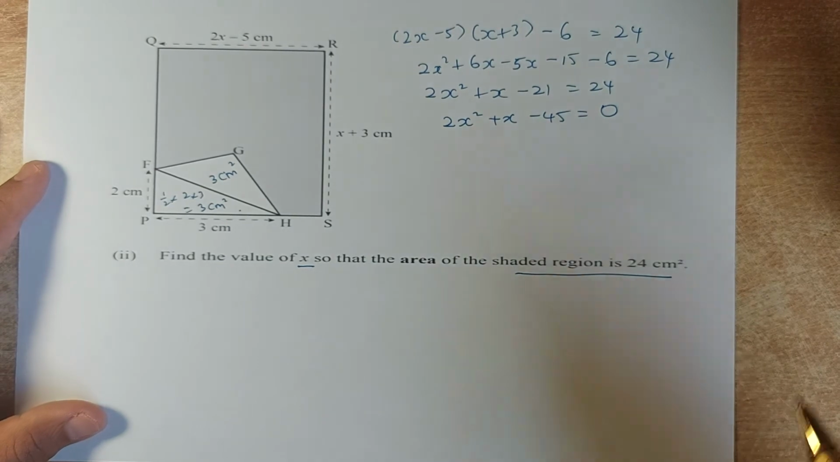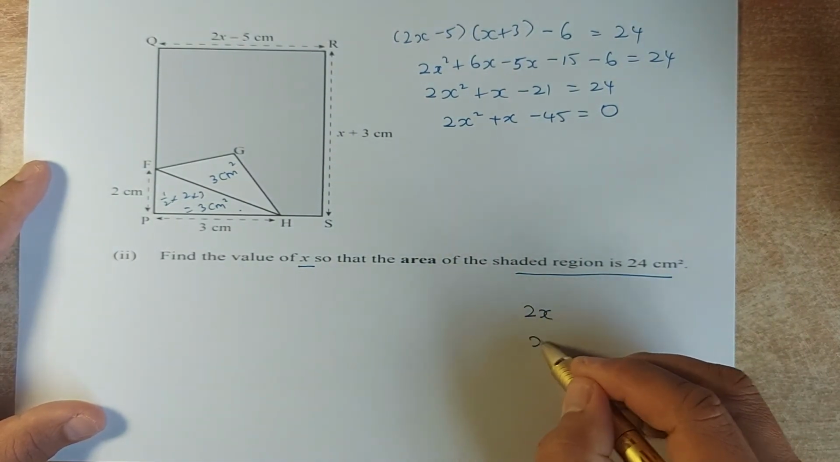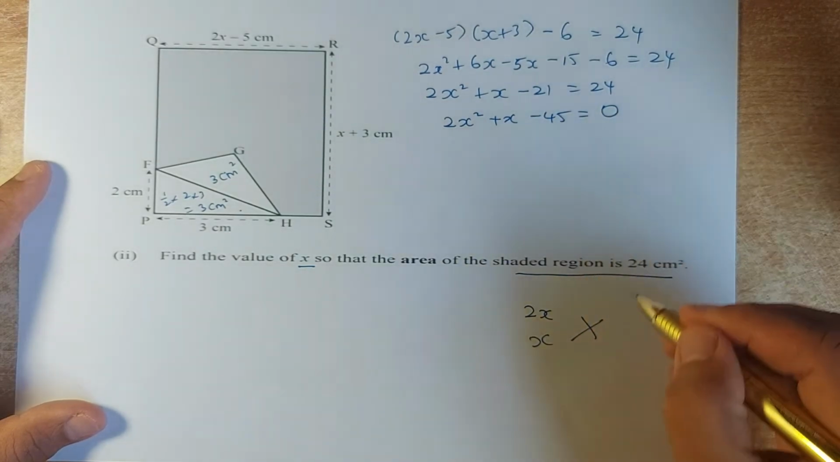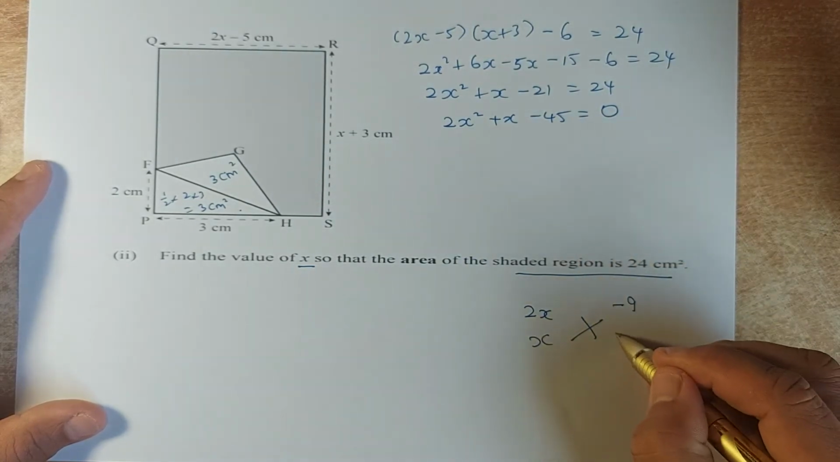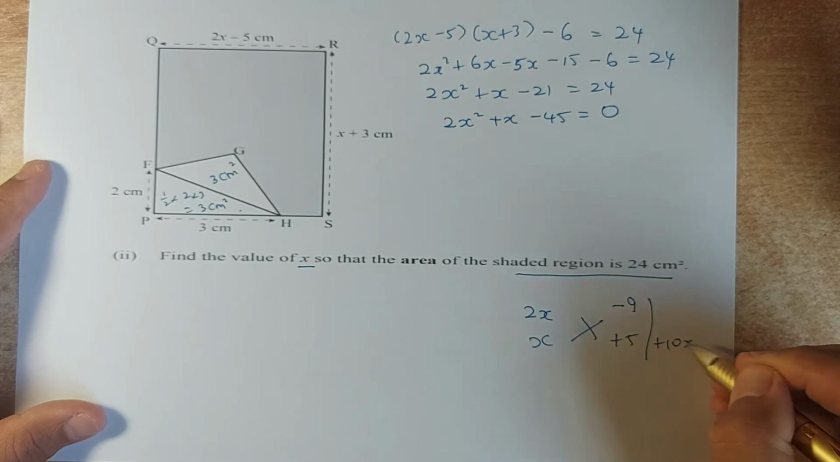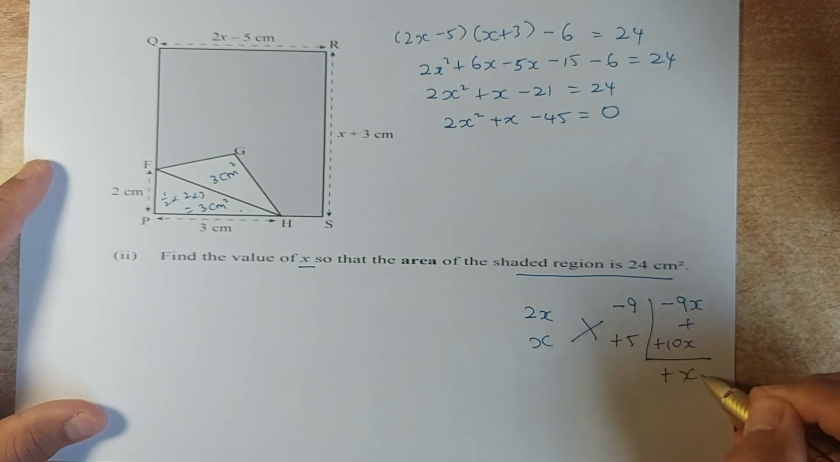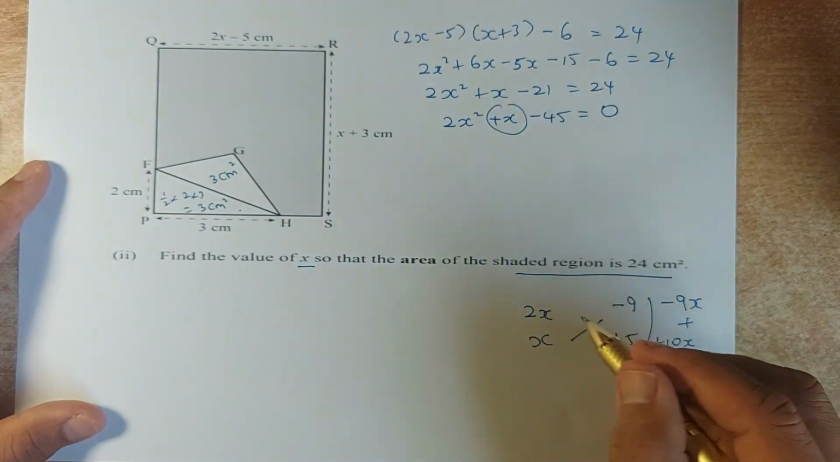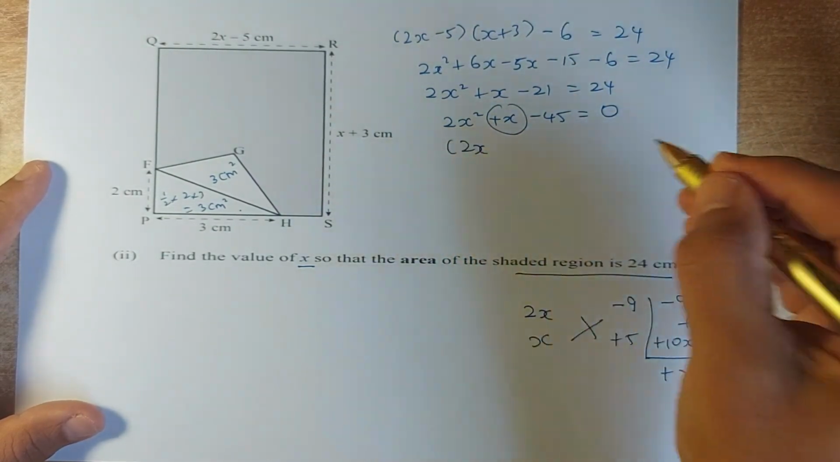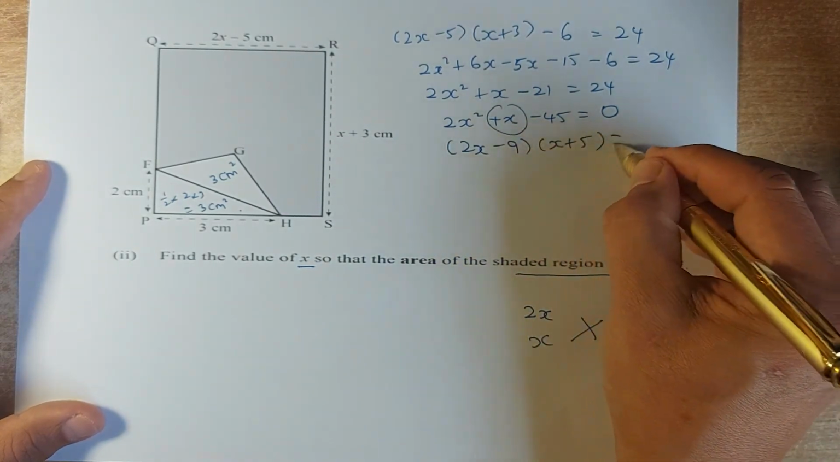Okay, now we're going to factorize them. Okay, I'm going to do the working here. 2x and x, minus 45 is minus 9 and plus 5. Simplify them, it's going to be 10x. This will be minus 9x. You add them up, it's going to be plus x. That's what we get in the middle. So the answer is going to be 2x minus 9, x plus 5 equals 0.